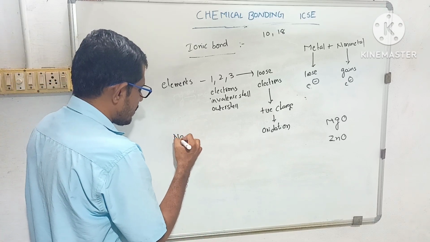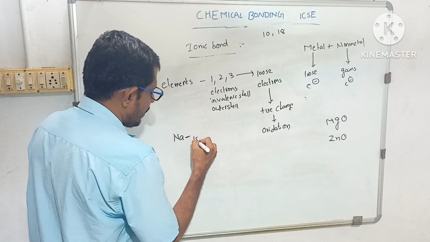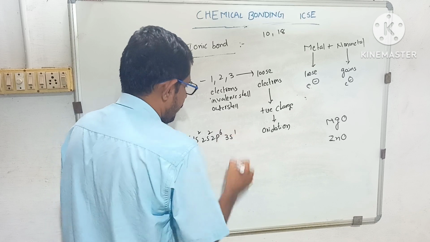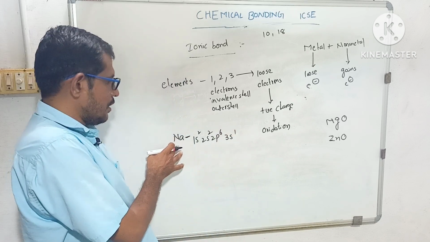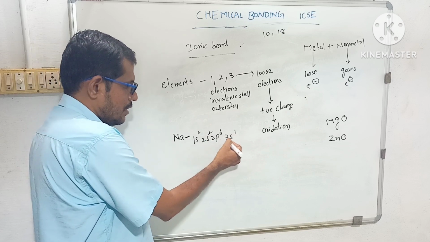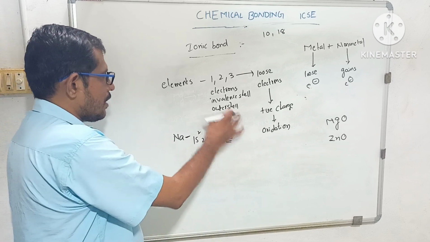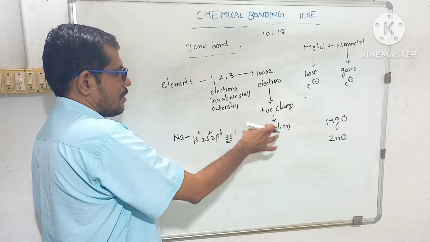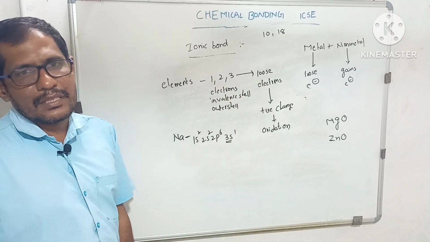If you take sodium as an example, if you write its electronic configuration, 1s2, 2s2, 2p6, 3s1. So outer shell is what? 3. How many electrons are there? 1 electron. So it loses electrons and it forms positive charge, and this is oxidation reaction.